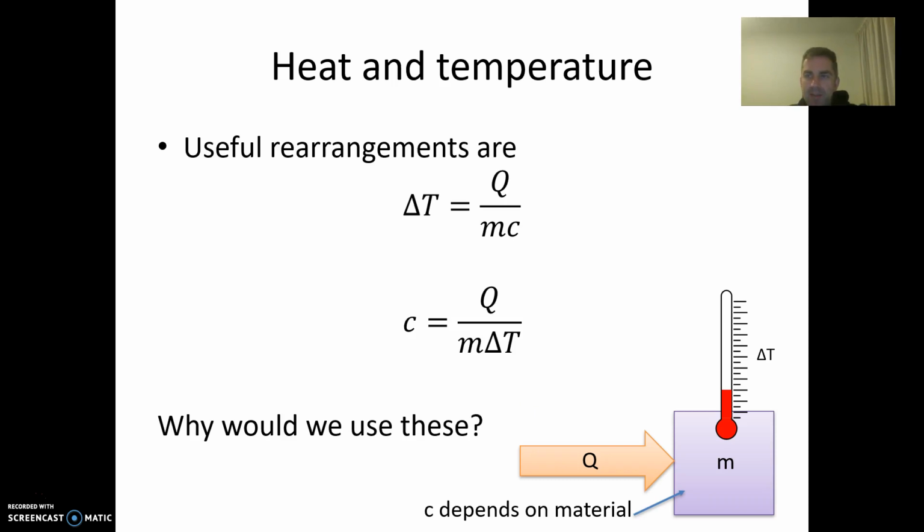If we rearrange this formula mathematically, there are two versions that crop up quite a bit. Delta T is equal to Q over mc. And if we rearrange it slightly differently, we can have C equals Q over m delta T. Why would we use these? The first one, we might use if we wanted to figure out how much the temperature has changed based on the heat, the mass and the material. The second one is if we wanted to work out what the specific heat capacity of the object was, if we knew what the heat was, the mass was, and the delta T value.